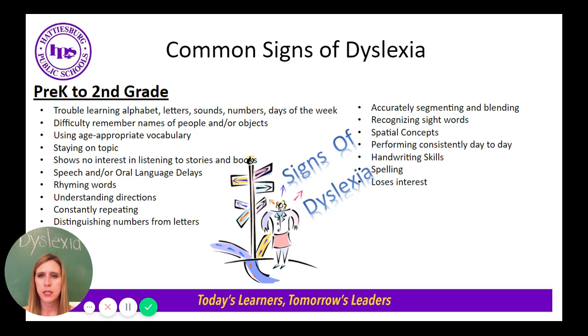Accurately segmenting and blending, recognizing sight words, spatial concepts, performing consistently day to day, handwriting skills, poor spelling, and loses interest or has a difficult time focusing for appropriate amounts of time.